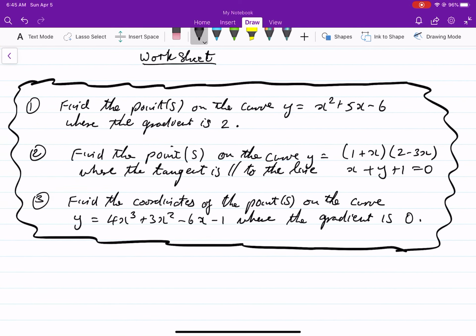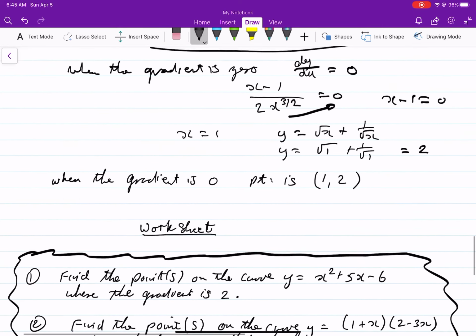Find the coordinates of the point or points on this cubic equation where the gradient is 0. There's a special name for points on curves where the gradient is 0, but I'll discuss that in the next tutorial. All right, that's it for this one.